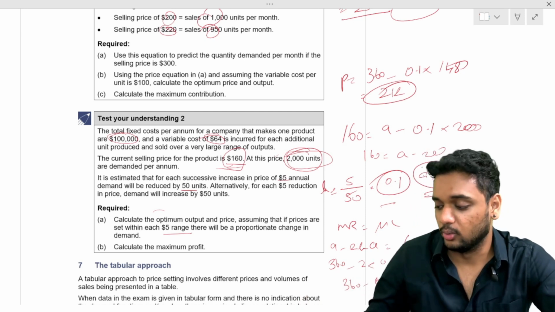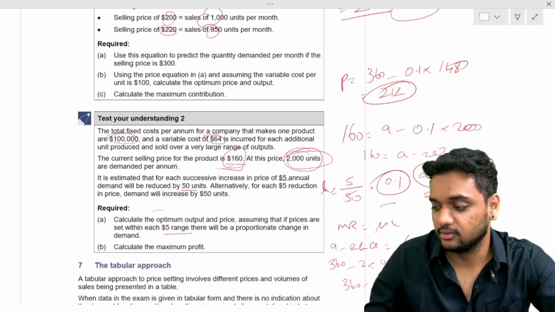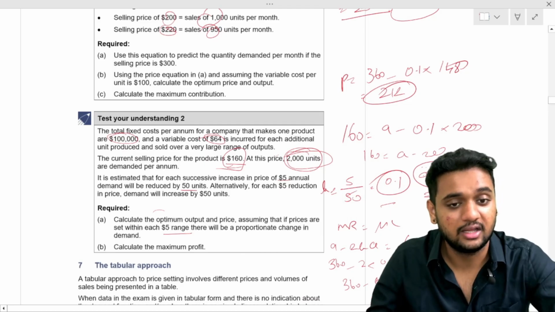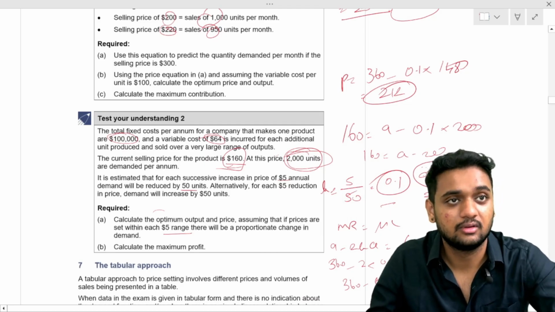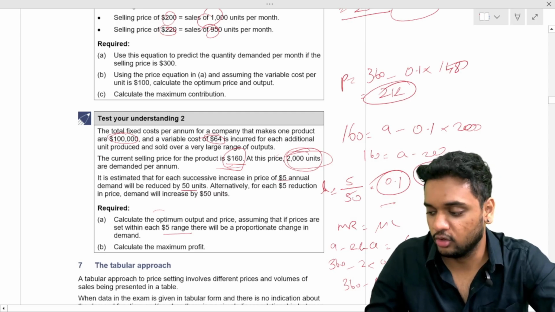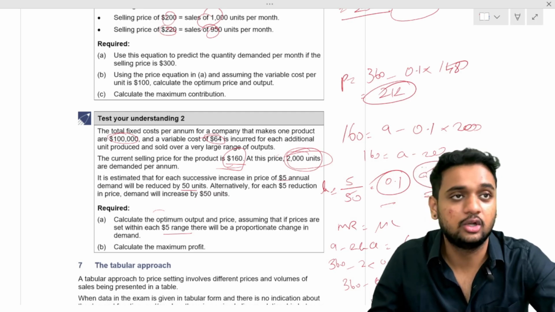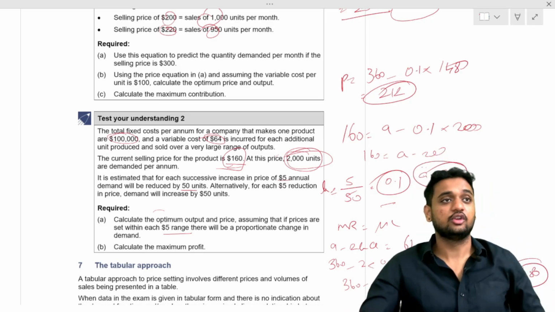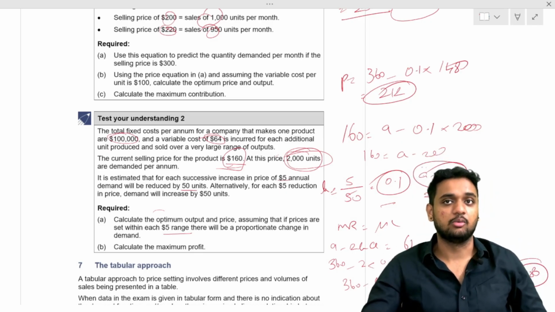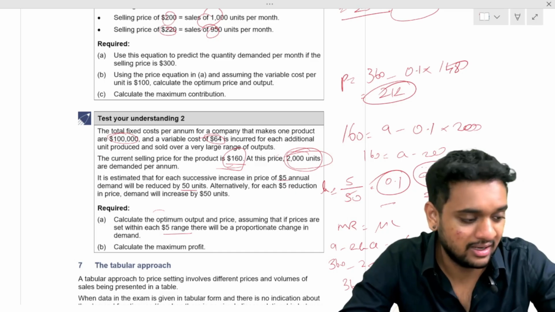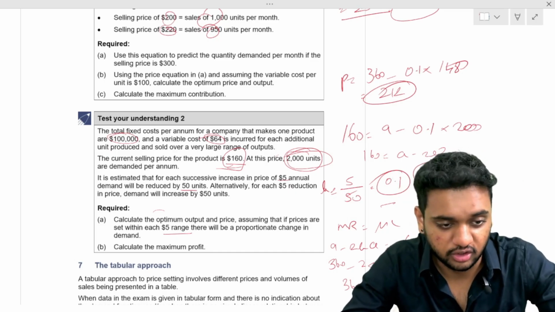Selling price is 212 minus variable cost of 64. You will get 148 into the number of units, which we found out is 1480. You will get 2,19,040 as your total contribution, or maximum contribution, minus the fixed cost, which is 1 lakh. You do that, you will get 1,19,040 as your maximum profit.